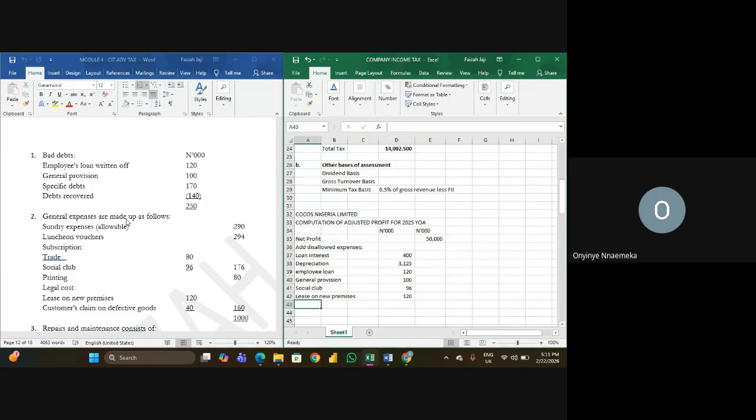120. So, customers' claim on defective goods. What do you guys think about this? Should it be allowed? Why do you think it should be allowed?